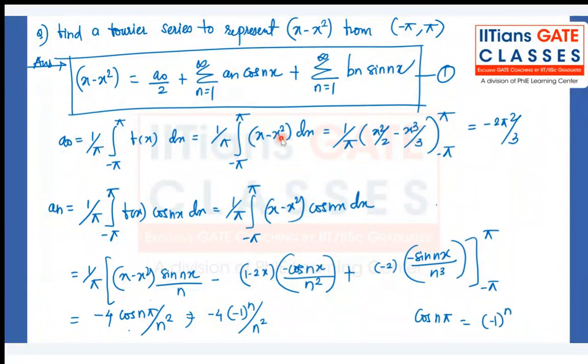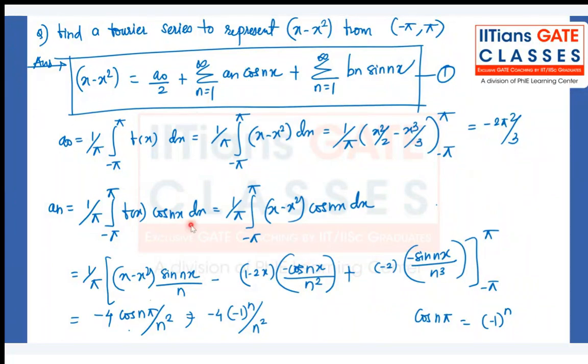So what is f of x in this case? x minus x square. Integration of x minus x square is x square by 2 minus x cube by 3, 1 upon pi as it is, and putting the limits minus pi to pi, you will end up with minus of 2 pi square by 3. This is your A0.